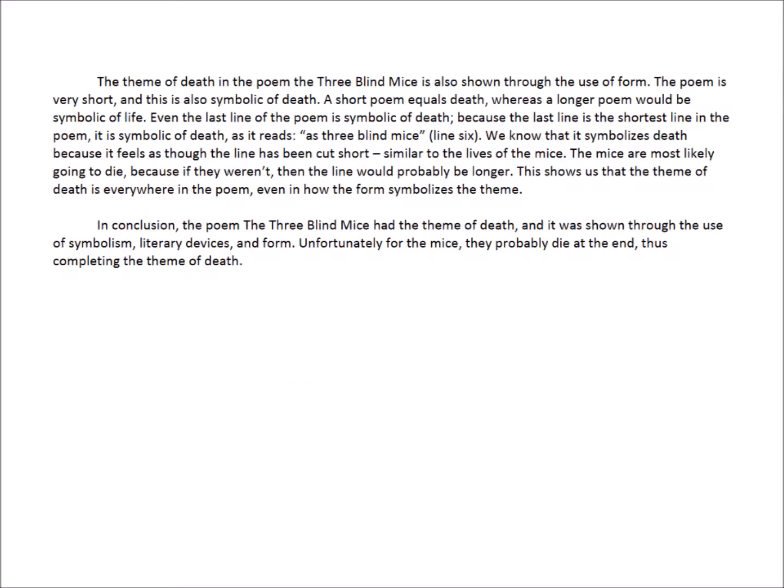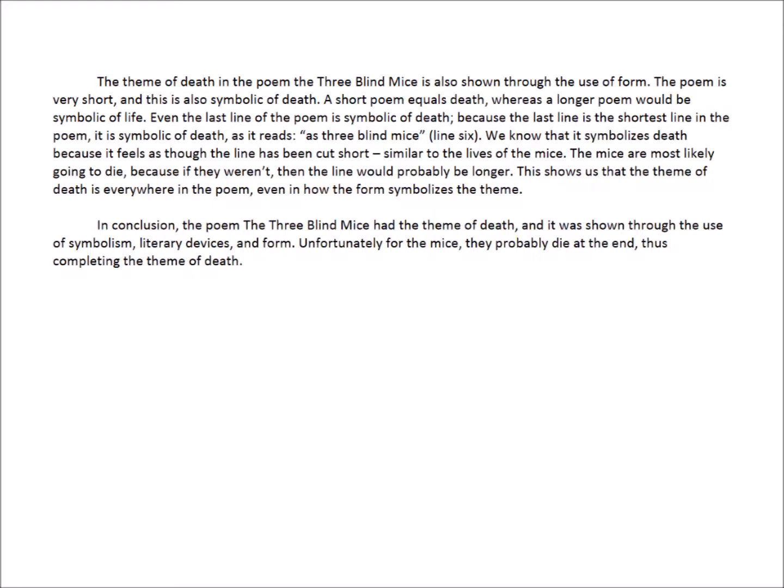The theme of death in the poem, The Three Blind Mice, is also shown through the use of form. The poem is very short, and this is also symbolic of death. A short poem equals death, whereas a longer poem would be symbolic of life. Even the last line of the poem is symbolic of death, because the last line is the shortest line in the poem. It reads, "as three blind mice," line 6.